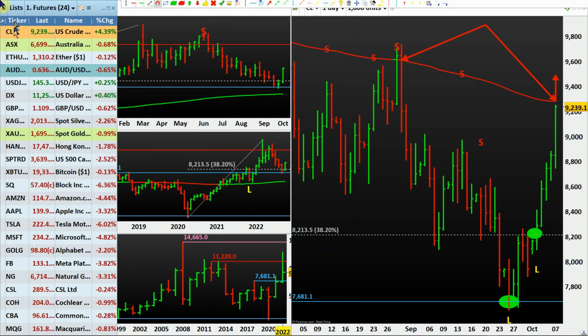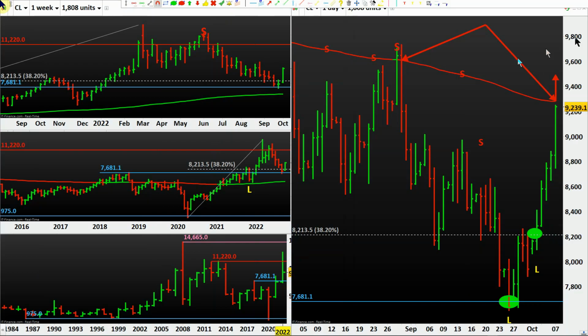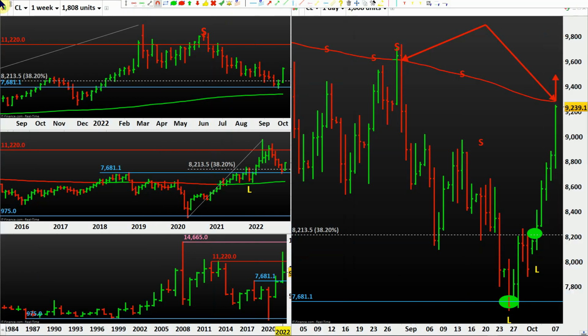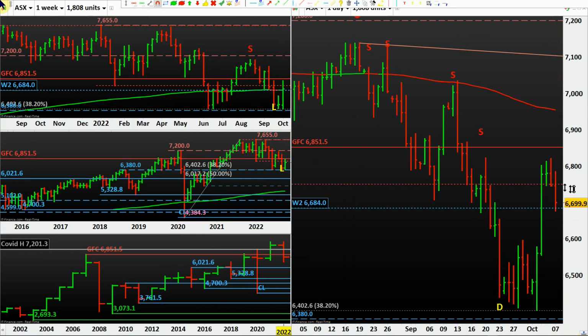So these are the 24 markets in front of you. I'll go one by one. Okay, I'll just keep it here. I'll go one by one. So and then I'll go to the oil. Oil, we completed the analysis, Venkatesh, and then we'll go for the ASX. What ASX is telling us, it's struggling, it is playing with the global financial crisis high of 6851.